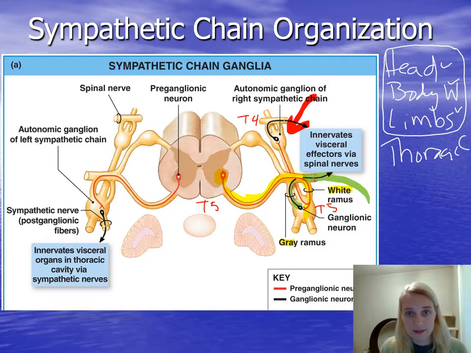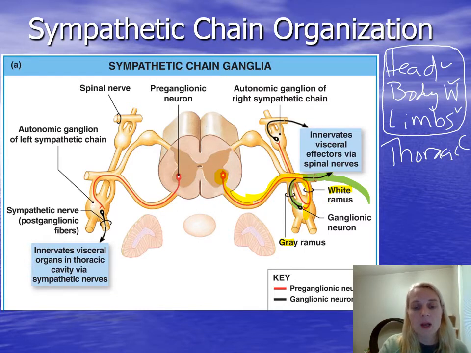There's no rule to say the preganglionic neuron at T5 has to synapse with the postganglionic neuron in chain ganglia T5. It can travel up or down the chain and synapse with the postganglionic neuron to go somewhere else. So this is just showing you that option, not that the preganglionic neuron actually splits and synapses in both T5 and T4 chain ganglia. It's just going to be one or the other. Okay, so I just wanted to point that out. So there's your head, neck, body wall, and limbs.